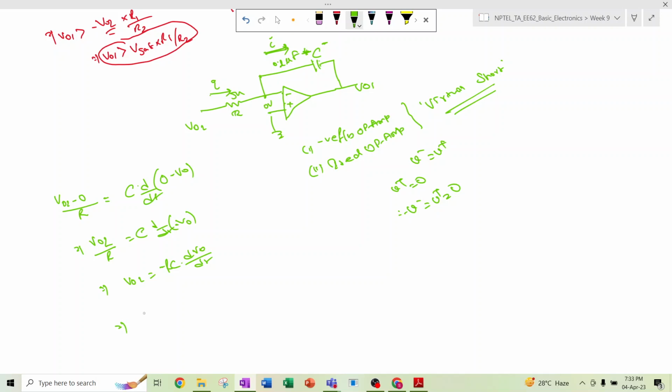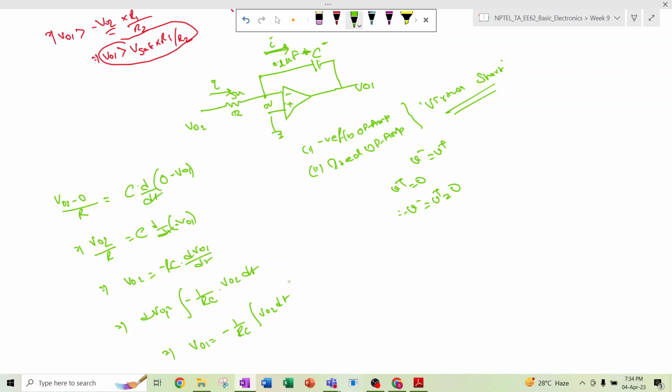So that means dV0 is equal to minus 1 divided by RC times VO2 dt. Now resistor and capacitor have some fixed value, so we take the integration of that. It will be minus 1 by RC, because R and C have a constant value, times the integration of VO2 dt. So this is VO1, right?